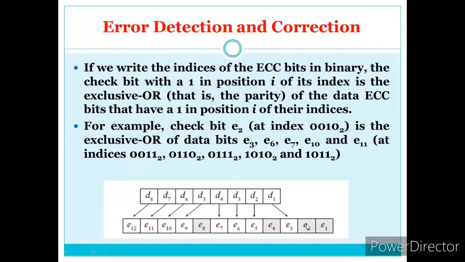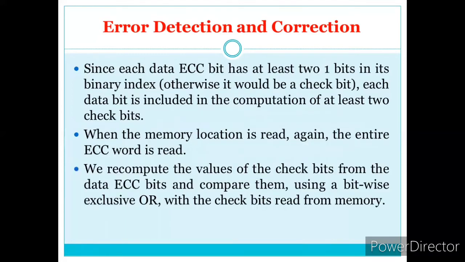E2, E3. So E2 is on the left hand side, which we have to calculate, and E3 will come on the right hand side. Next, 4 and 5 are neglected. Next, 6 and 7 we have to consider. Next, 8 and 9 neglected, 10 and 11 considered, 12 neglected. So these are the bits where we have to perform the exclusive OR operation. We'll check it out in the given example.